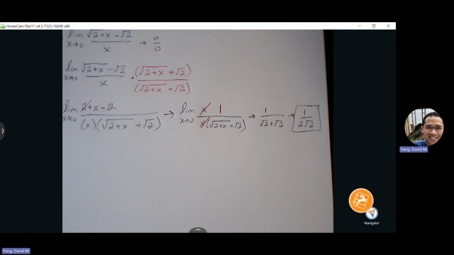One root 2 plus 1 root 2 is 2 root 2, but all that is occurring in the denominator. So we want to make sure that we hold on to that 1 in the numerator, 1 over 2 root 2.